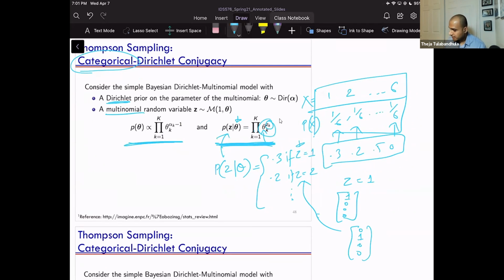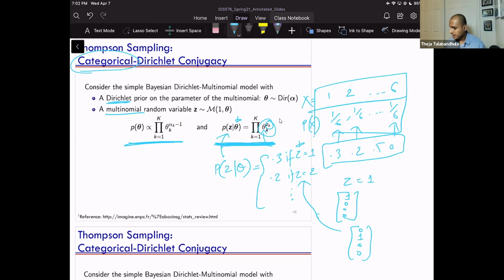Now, given the prior and the likelihood function, remember Bayes' rule, we have to multiply the prior with the likelihood function and divide by the normalizing function, which is the likelihood of the data, right?